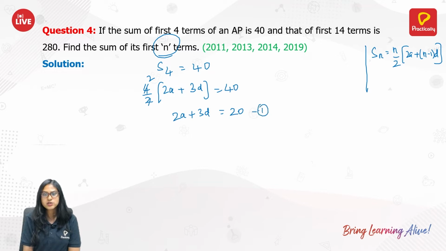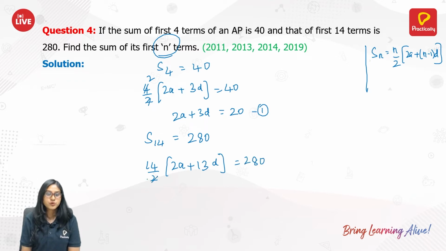So let me just take this to be equation 1. Next, it is given that S14 equals 280. Again, use the same thing: Sn equals n by 2 of 2a plus (n minus 1) into d, where n equals 14 here. So 14 by 2 of 2a plus, what is 14 minus 1? 13, 13d equals 280. So this will be 7. So 2a plus 13d equals 280 by 7, 40. This is equation 2. Okay.